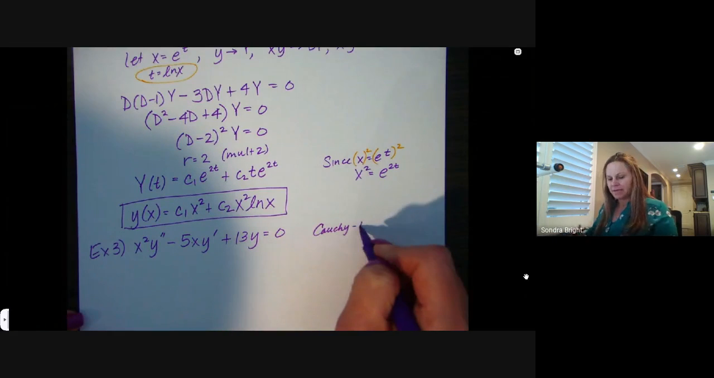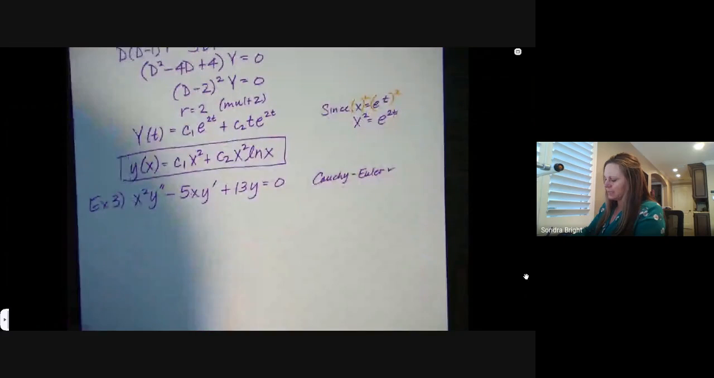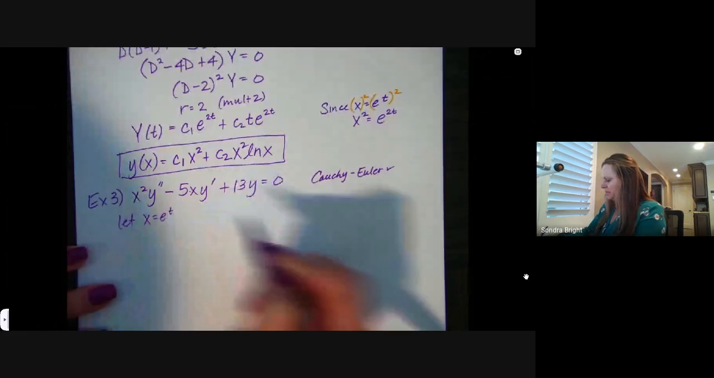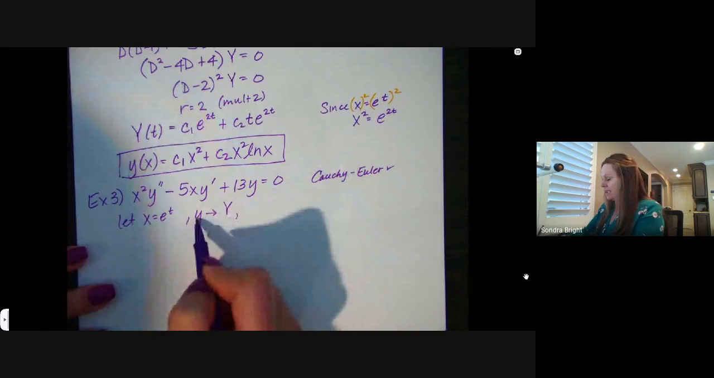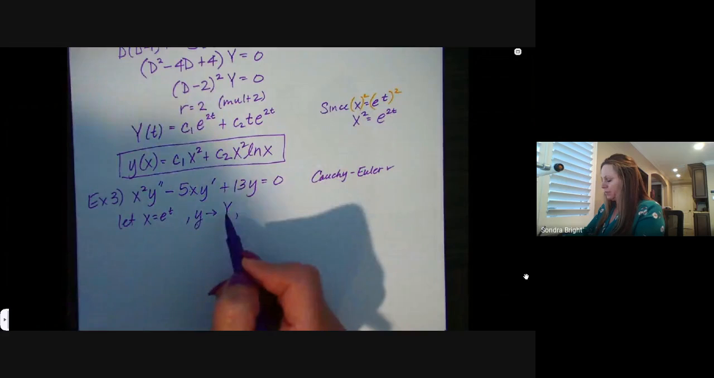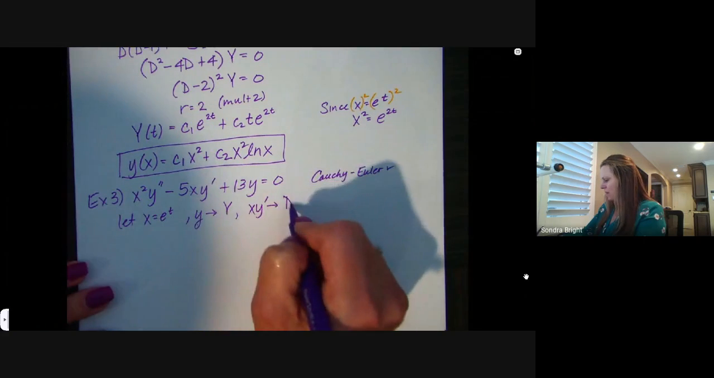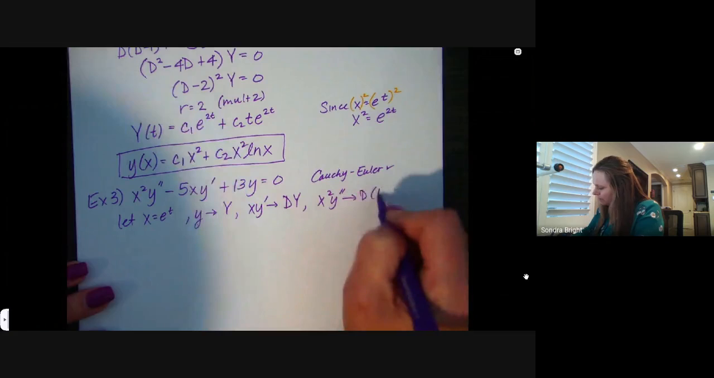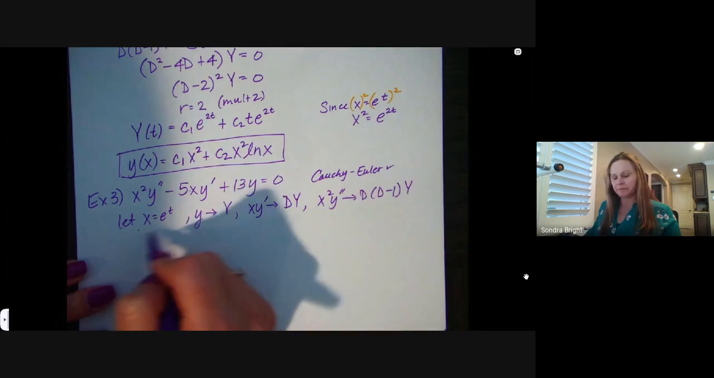All right, so you're going to do your replacements. You're going to let x equal e to the t. I'm going to change little y to big Y. This is little y of x, and this is big Y as a function of t. We've got x y prime, which I'm going to rewrite as D Y, and x squared y double prime, which I'm going to rewrite as D times D minus 1 on Y. And of course, remember that t will equal natural log of x, in case we get a t in there.